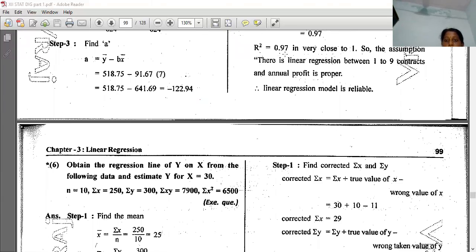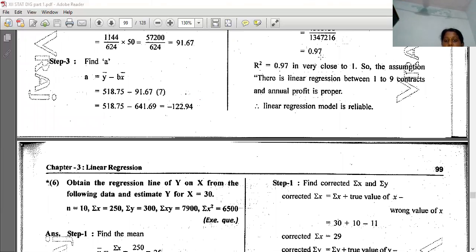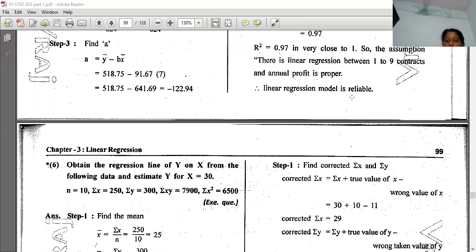So this is the final answer. R square is 0.97. So the statement is that 0.97 is very close to 1. So the assumption that there is a linear regression between the number of contracts and annual profit is proper. The linear regression model is reliable. If it is close to 1, then it is reliable.